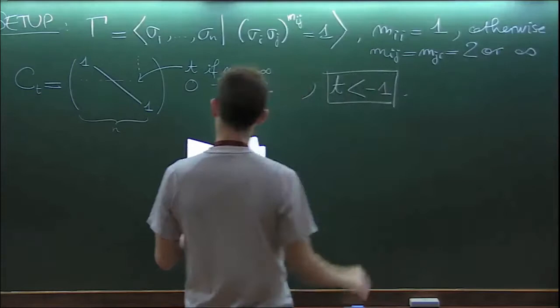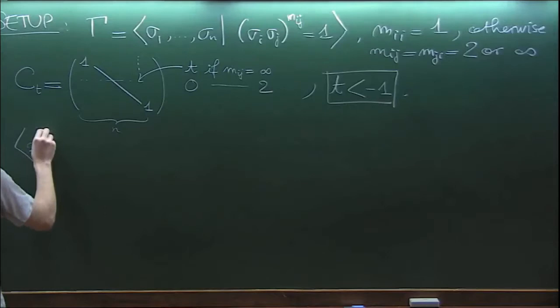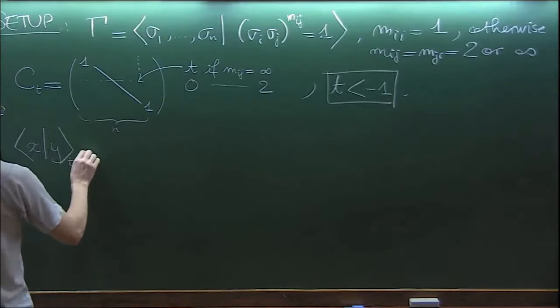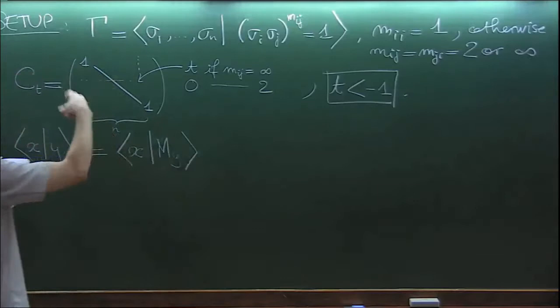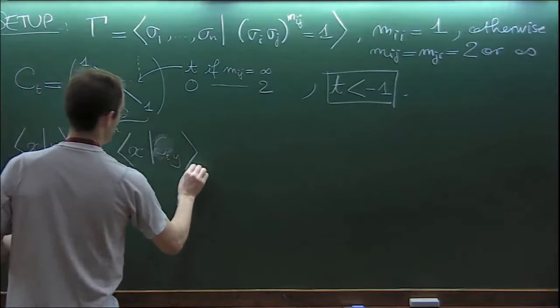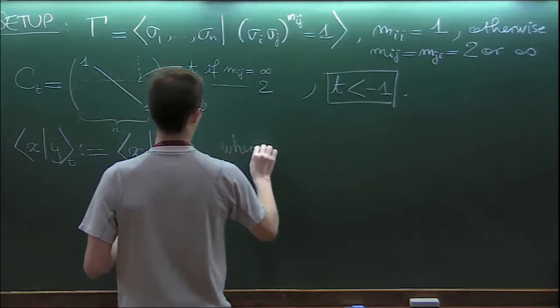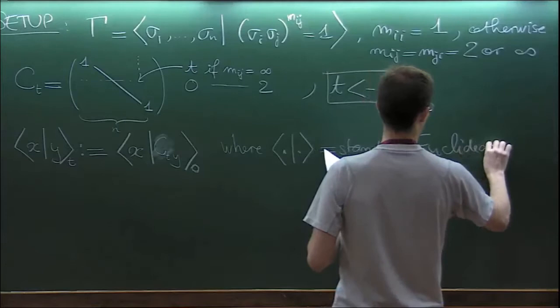There's some notation I'm going to use later on. By definition, the scalar product indexed by t is just the scalar product whose matrix is the given C_t with respect to the standard pairing, the standard Euclidean product on R^n.